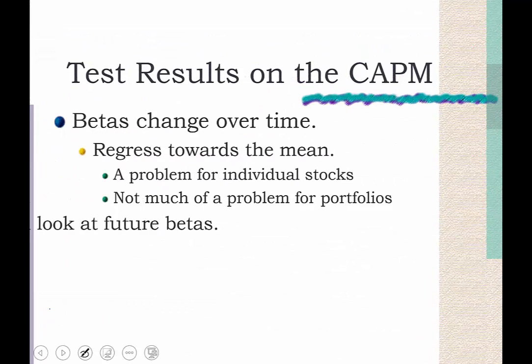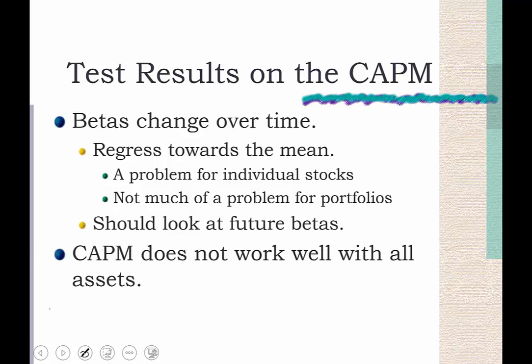So how does the CAPM test? Well, we find that betas change over time, and you did a little estimate of that. So you did one stock where you did the earlier returns and compared that to the more recent returns on that stock. And betas often regress toward the mean, and the mean, of course, is 1. Not much of a problem for portfolios, more of a problem for individual stocks. If you look at Bloomberg, they use an adjusted beta where they're adjusting for regression towards the mean. So they actually use 2/3 of the estimated beta plus 1/3 of the mean beta, which is 1.